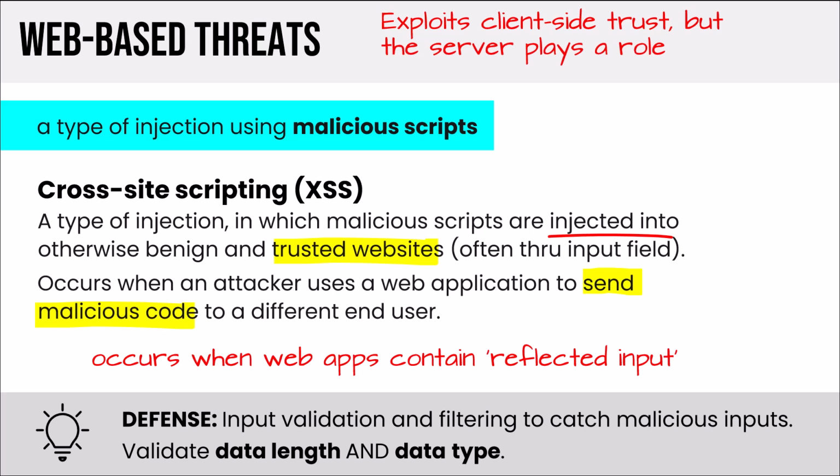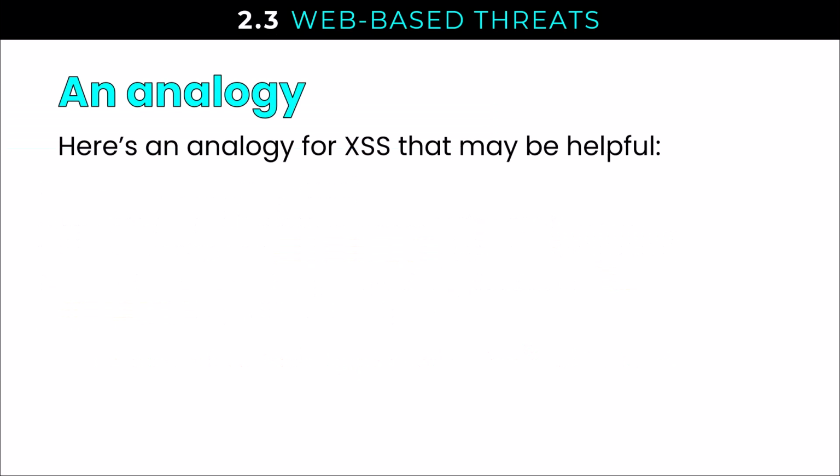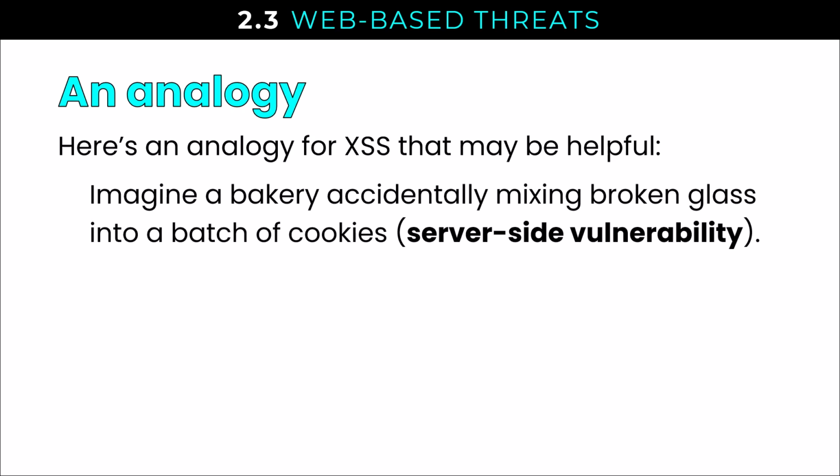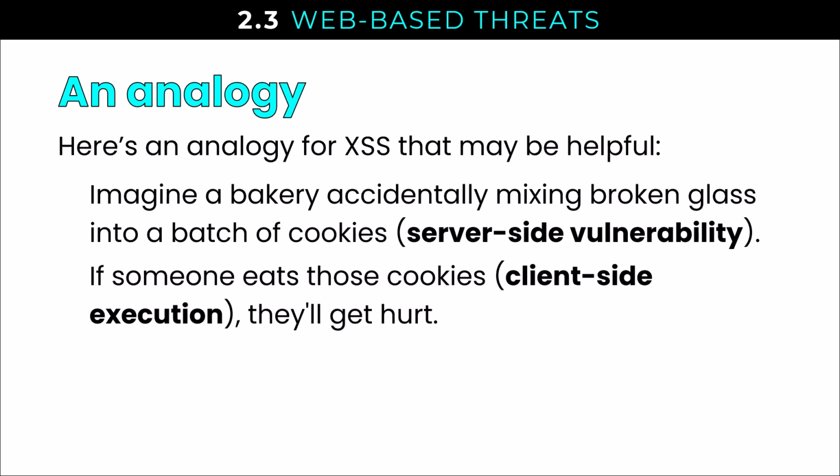Let me explain through an analogy, just a simple example. So here's something you might find helpful. Let's take a bakery accidentally mixing broken glass into a batch of cookies. That's the server-side vulnerability. People buying those cookies from the bakery would trust that bakery, but if someone eats those cookies, they're going to get hurt.